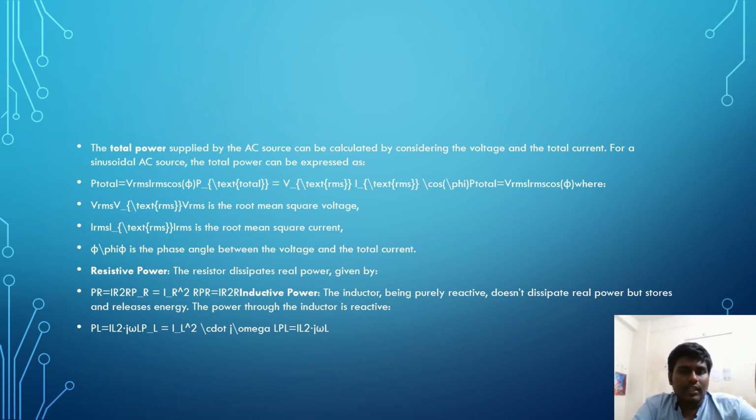And phi is the phase angle difference between current and voltage. The resistor displays real power, that is nothing but I square R, Irms square R. And we move to the next slide.